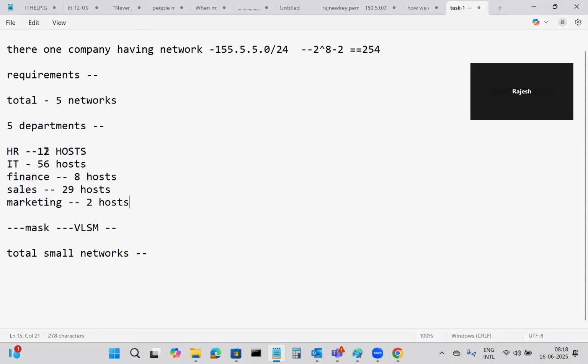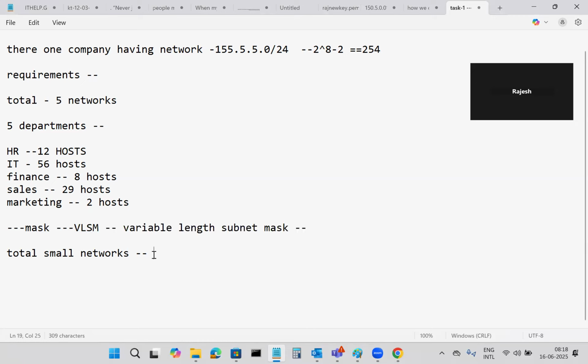If the requirement for each department is different, the number of total IPs is different, so my mask will also be different for all these five departments. Inside my company, we are using different subnet masks, called VLSM, variable length subnet mask. It means different masks, sometimes 24, sometimes 25, 26, like that.